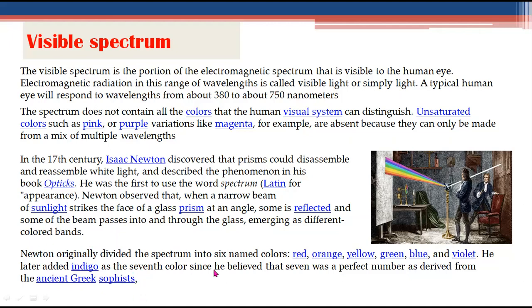Newton originally divided the spectrum into six named colors: red, orange, yellow, green, blue, and violet. These were the colors found by passing light through the prism. He later added indigo as a seventh color, since he believed that seven was a perfect number, derived from ancient Greek sophistry. So he made experiments.